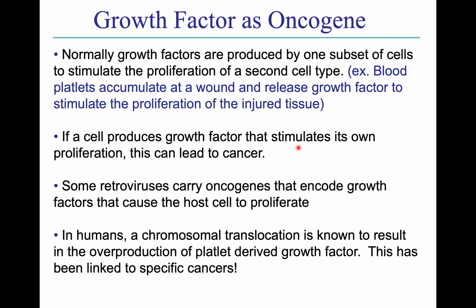So you could imagine if you've got cells producing growth factor that are stimulating its own proliferation, this could be an issue, could lead to cancer. We already talked about the fact in previous chapters some viruses are carrying oncogenes that may encode growth factors. That could lead to increased cell division. Translocation, in some examples, is known to cause overproduction of that particular platelet-derived growth factor. So there's lots of ways that could become a problem.